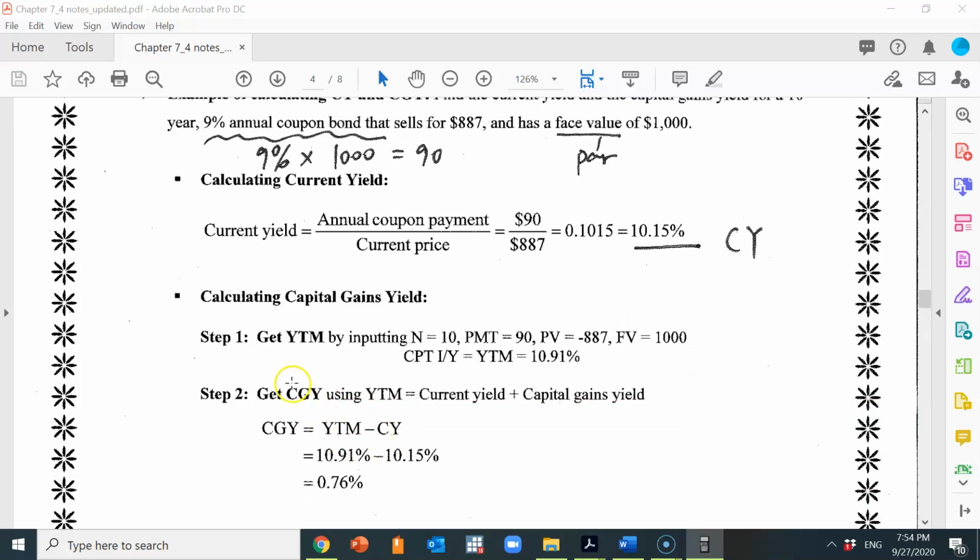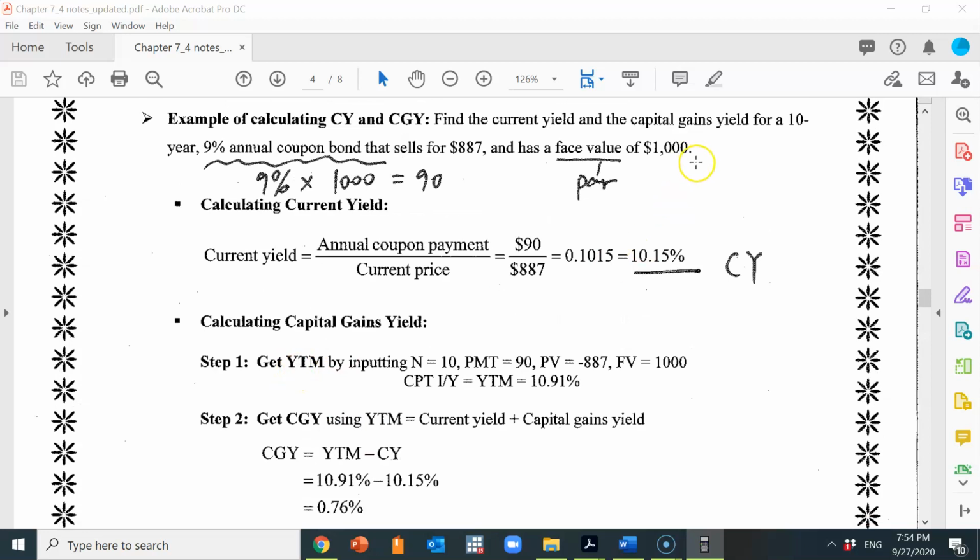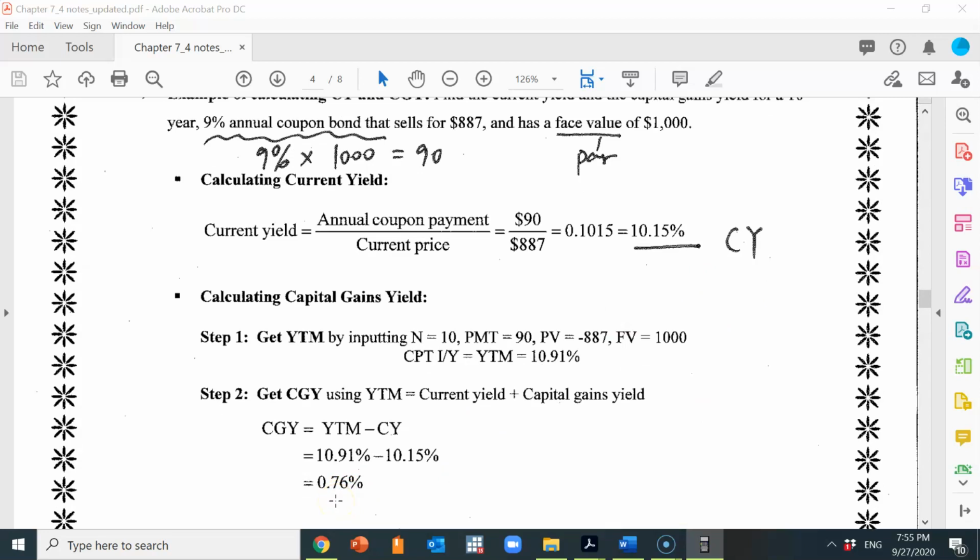So first step is to solve for yield to maturity for the bond, which we already learned. We can input N as 10 years, payment as 90, present value as negative 887, the bond price you are paying, future value 1,000. Compute for I, and you would have yield to maturity as 10.91%. Step 2, you can just use this 10.91% yield to maturity you just solved for minus the current yield you just solved for, 10.15%. So we have 0.76% as our capital gains yield.